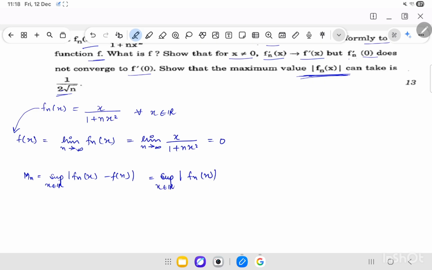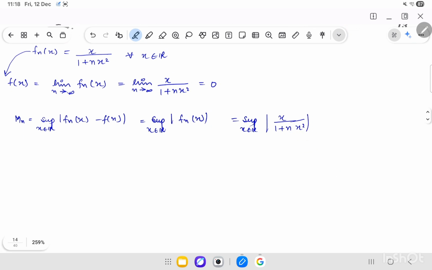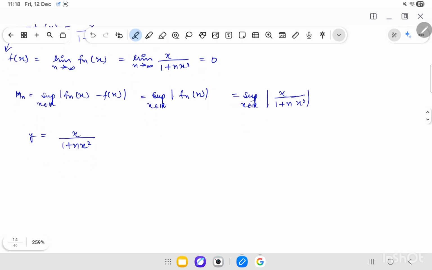Now it will be equal to the supremum of x belonging to R of the absolute value of x divided by 1 plus nx square. Now let's name it as some y. So let's keep y as x divided by 1 plus nx square. So if I evaluate dy by dx, it will be equal to 1 plus nx square minus x times 2nx, divided by 1 plus nx square whole square.